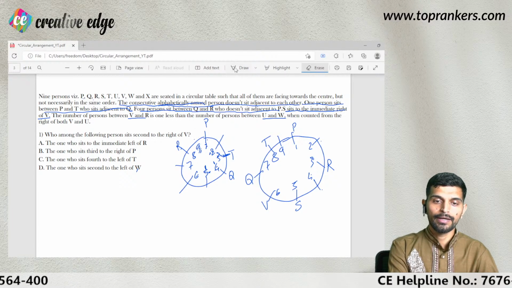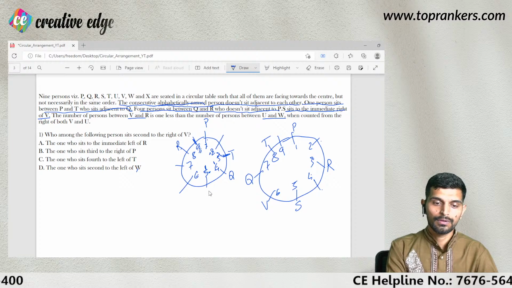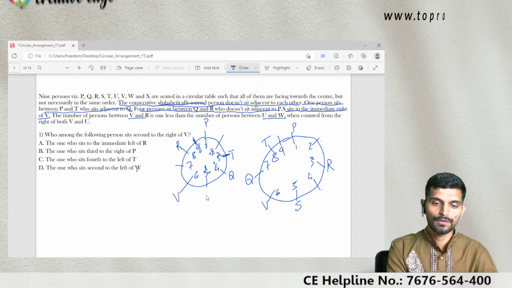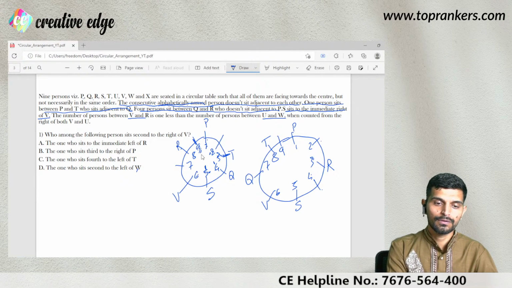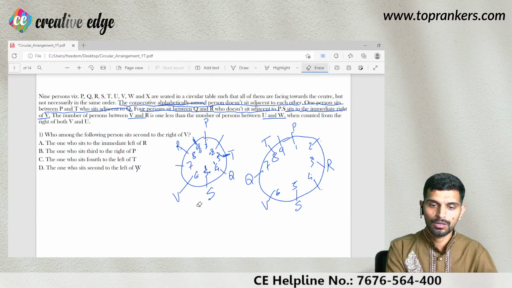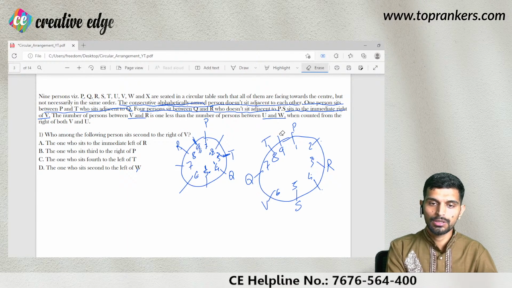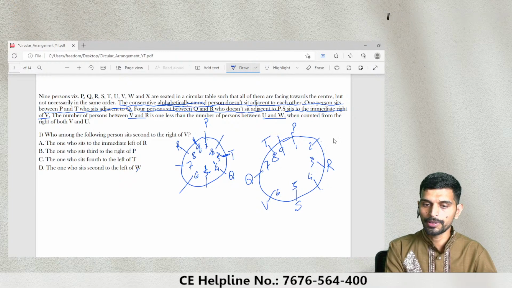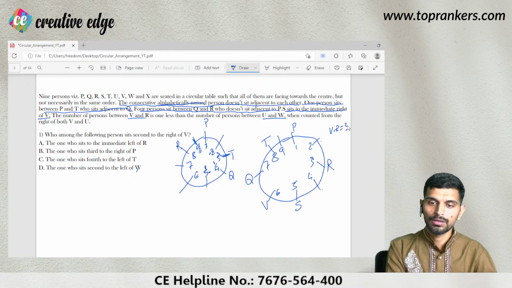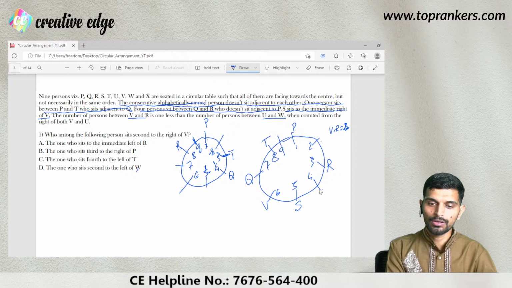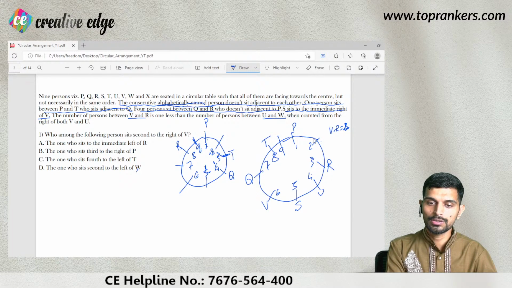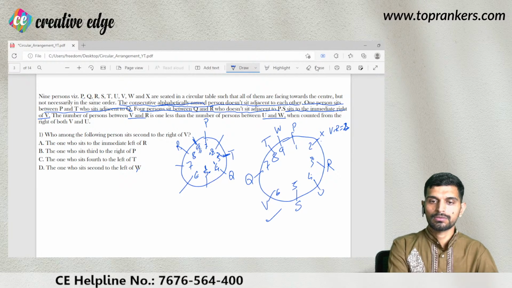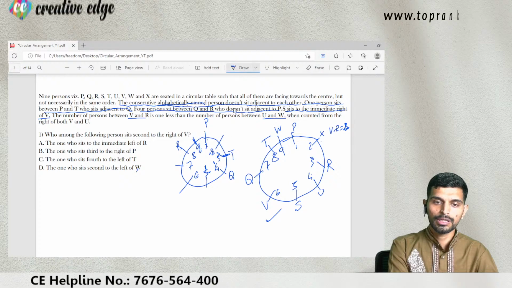I already had this V here, S and Q will not be neighbors. V here, S here. So we have seen this not happening. So let's see whether it is possible here. V here, S here, 1, 2. 2 people between V and R. Counting clockwise, if I place U here, 1, 2, 3, W here, then that is possible. So this is the case, right? This cannot be the case.